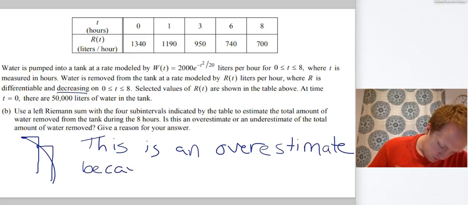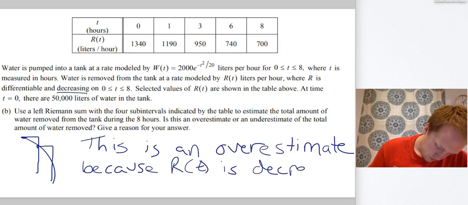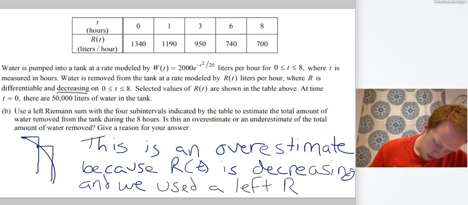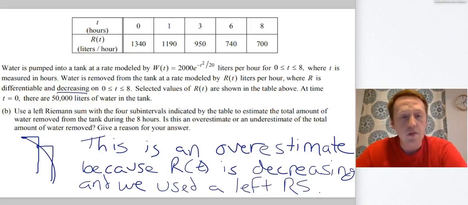because R of t is decreasing and we used a left Riemann sum. I wrote RS just because I'm out of room, but you should write Riemann sum. You should actually write out the words.